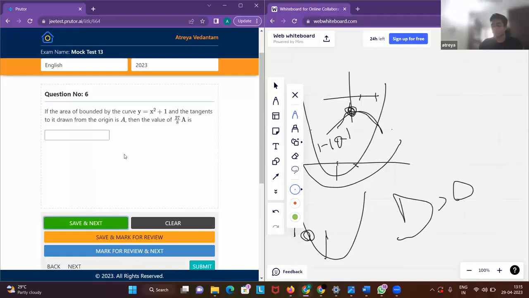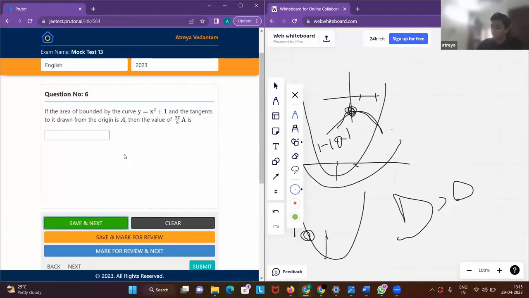Okay, this should be a next area question. You just draw the curve. So if you draw the parabola, the tangents drawn to it from the origin is A. So what tangent will I draw to the origin, right?